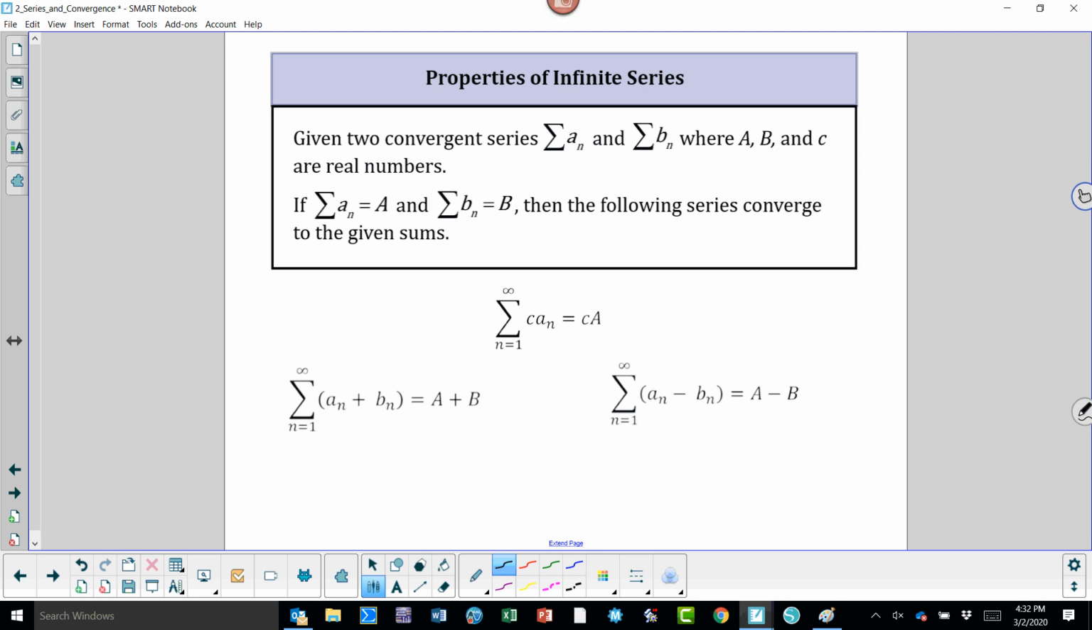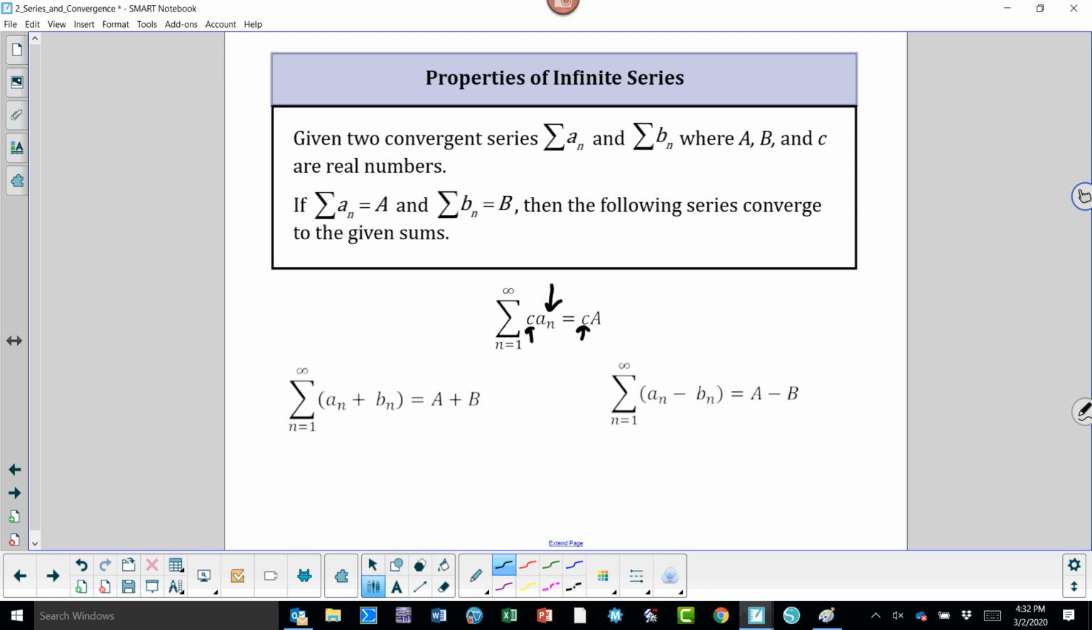Then if the sum of the a sub n series is capital A, so I got a number answer of some kind, the sum of the other one is capital B, then the following things converge. So if the sum of the a sub n converges and all I do is multiply by a constant, I'm just going to get the constant times the sum that I would get. So the nice thing about that is if there's a number in front, you can sort of pull it out of the series, get your answer for your summation, and then multiply it back in.